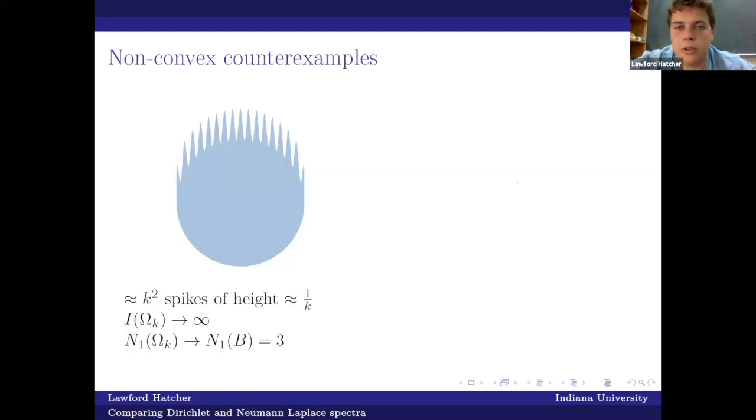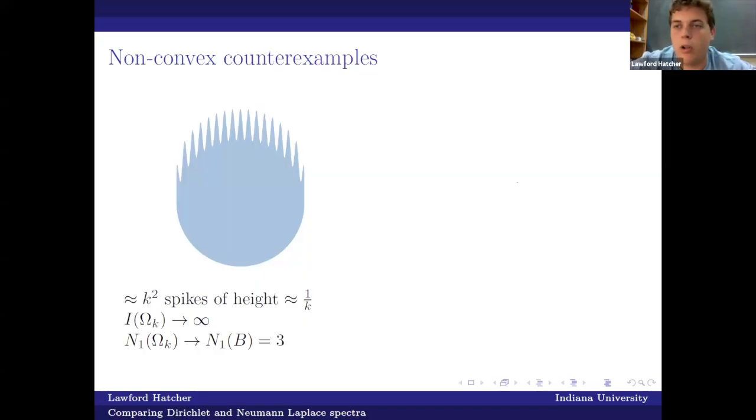So the actual particulars aren't so important, but the example that I wrote up the details for in the preprint is of the form in the figure here, which is just a disk with spikes attached to it. So there's roughly k² spikes with height 1 over k. The astute observer will notice that this gives me a perimeter of roughly size k. So as k goes to infinity, the isoperimetric ratio is going to go to infinity. And the area stays bounded, right?